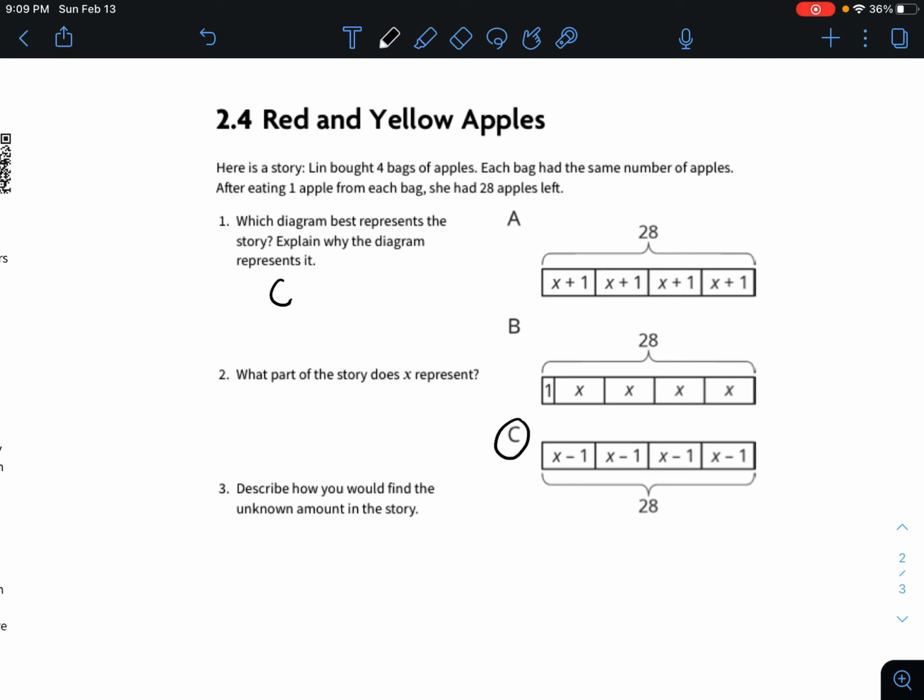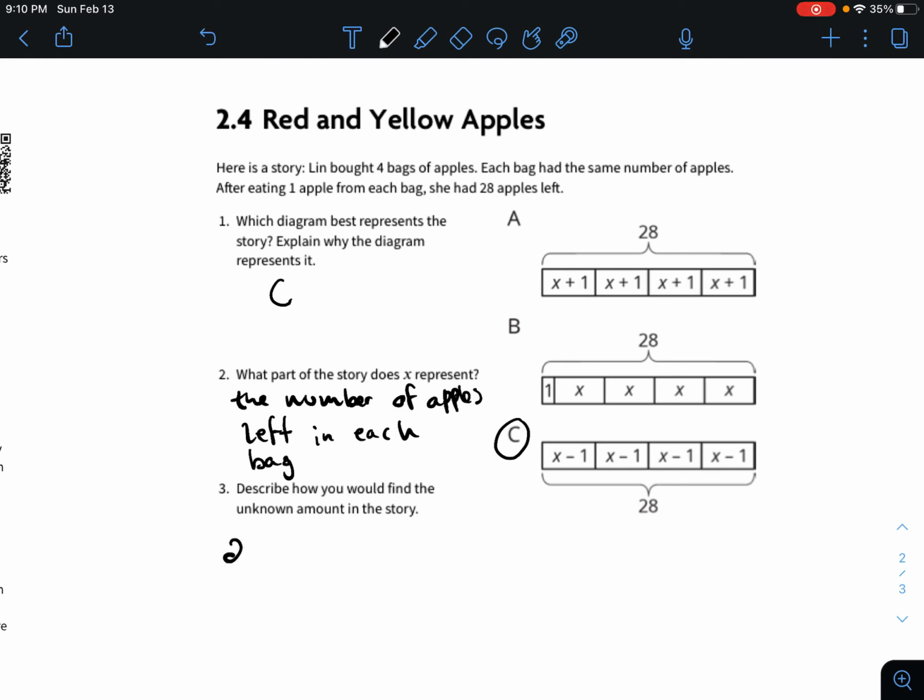Okay, what part of the story does the X represent? This would be the number of apples left in each bag. Okay, and then describe how you would find the unknown amount in the story. Well, I know altogether that 4 apples were eaten, but this is subtraction, so I'd actually add those 4 that we've taken away back to 28.